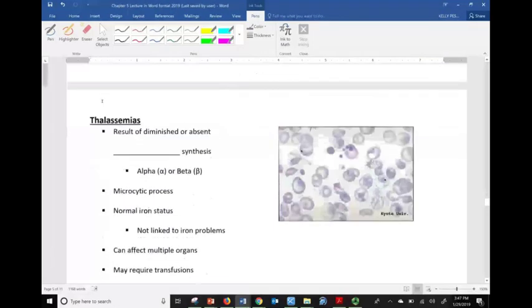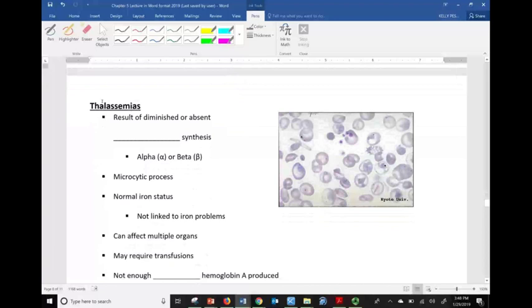All right, so the last category of microcytic anemias that we're going to talk about are thalassemias. And thalassemia is a problem with globins. So these conditions result in diminished or absent globin chain synthesis.